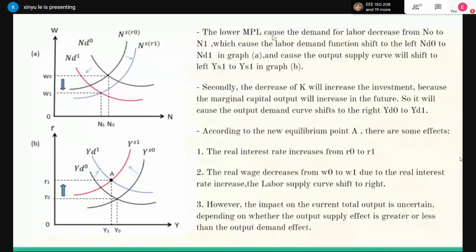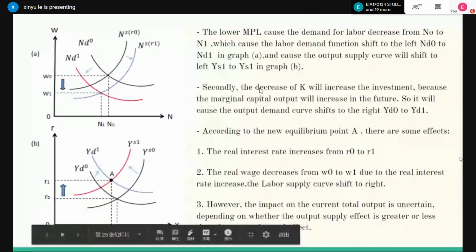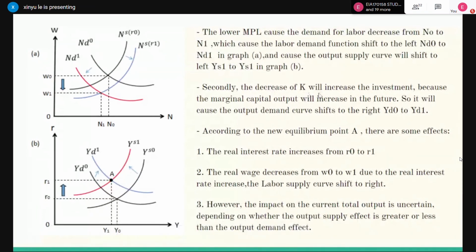The lower MPL causes the demand for labor to decrease from ND0 to ND1, which causes the labor demand function to shift to the left in graph A. And because the output supply curve will shift to the left, from YS0 to YS1 in graph B. Exactly, the decrease of capital stock will increase investment because the marginal product of capital will increase in the future. So it will cause the output demand curve to shift to the right.